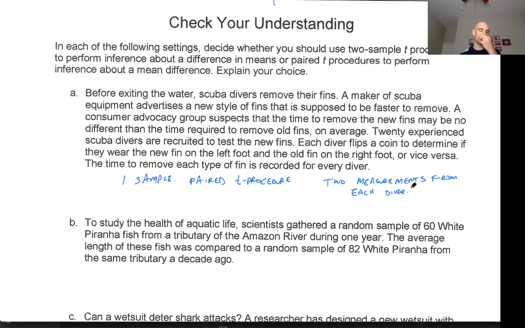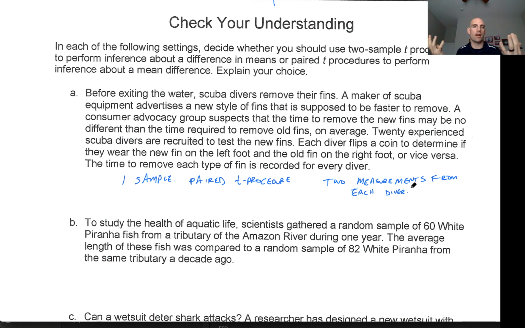So what would this look like if it was a two sample? You take a group of 20 experienced divers and another group of 20 experienced divers. You give these divers all the new type of fin. You give these divers all the old type of fin, and you see who takes longer. And so you can kind of see why in this case.